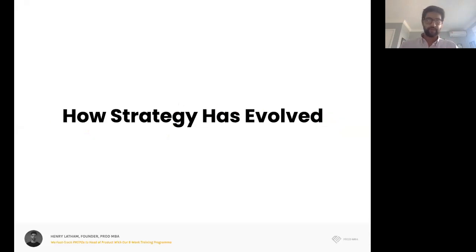So we get a picture of what strategy is. Now let's look at how we look at what I call advanced strategy in the Product MBA program itself. So what is that evolution, and what are the kinds of things we want to be actually looking towards in the future in the modern world?